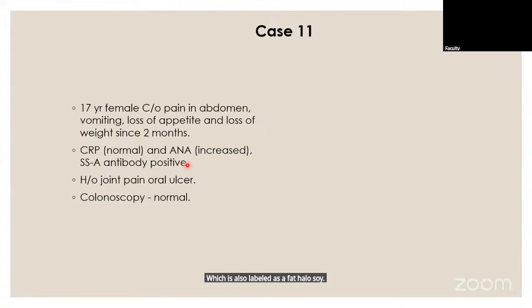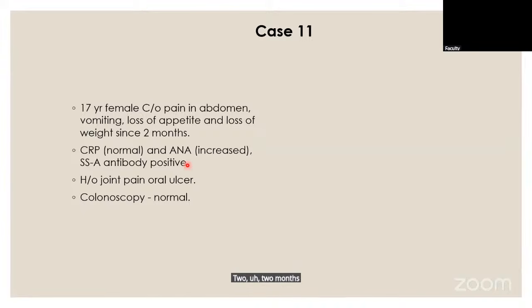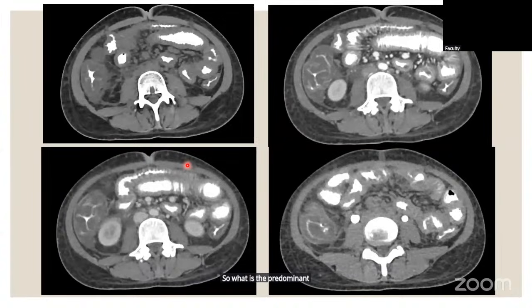Now here is a young female who is coming with abdominal pain, loss of appetite, loss of weight since 2 months. She is also having parameters like CRP, which are normal, but ANA is increased. So what is the predominant finding? What are you seeing in this case?